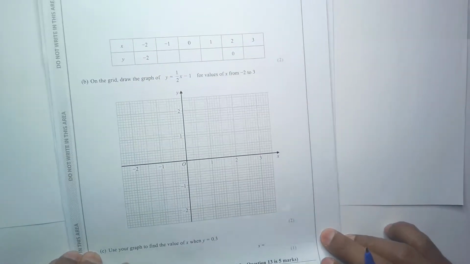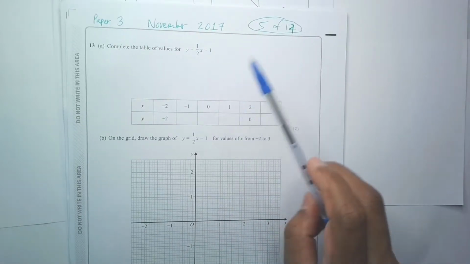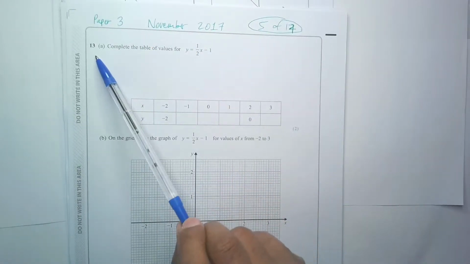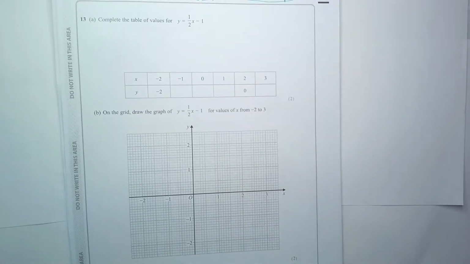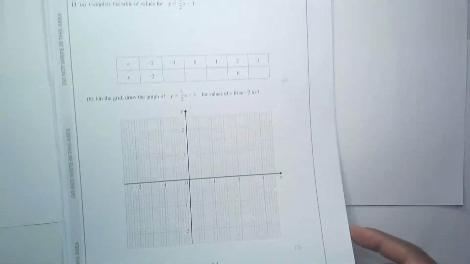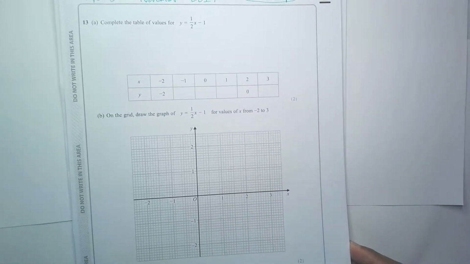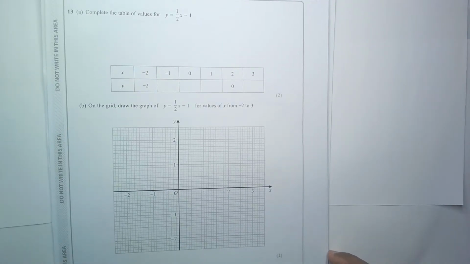All right, so this is the next question. And as you can see, this is our 5th of 14. This is from paper 3, November 2017. Okay, when you are ready, press pause and have a go. When you are ready, you can press play for the answer.